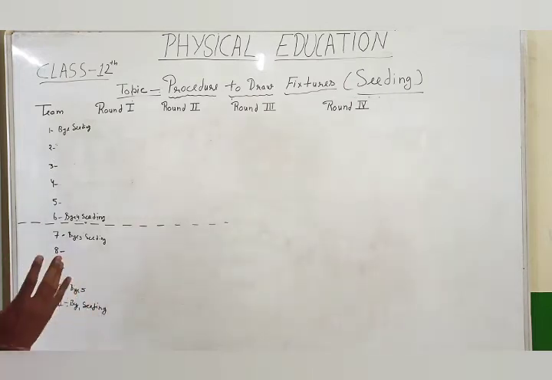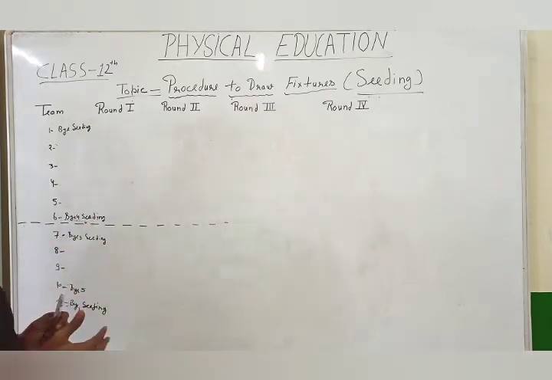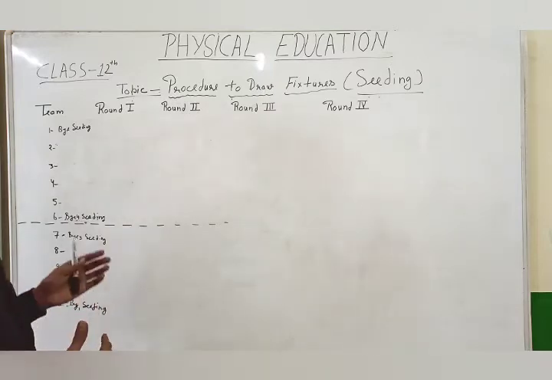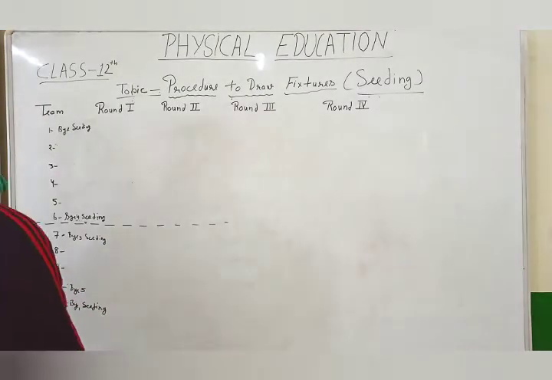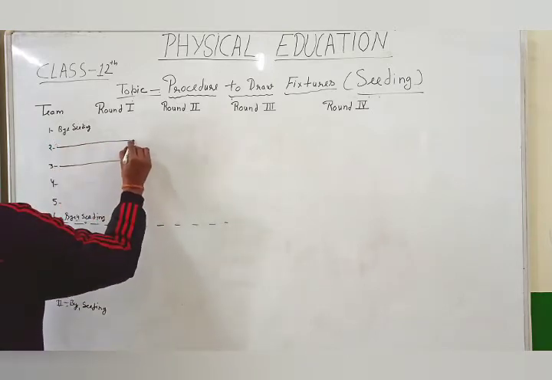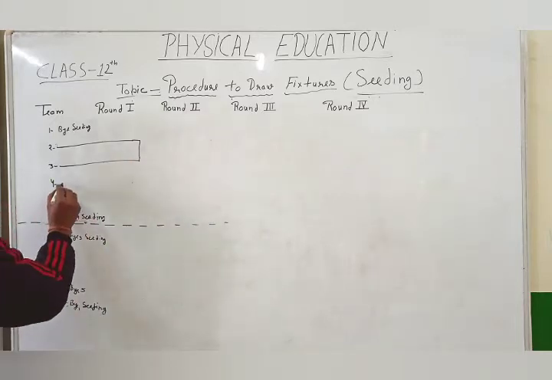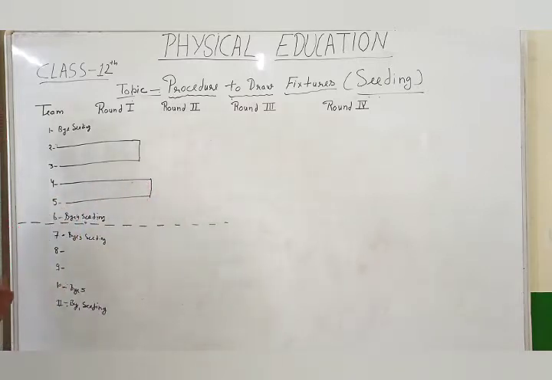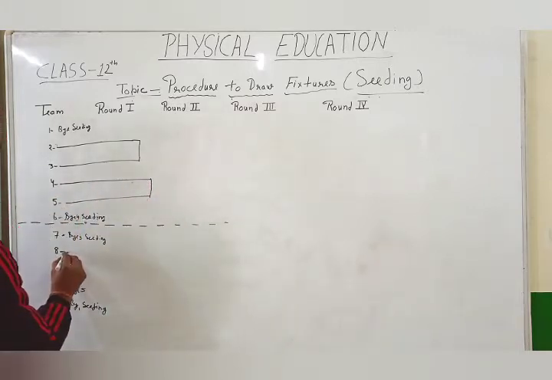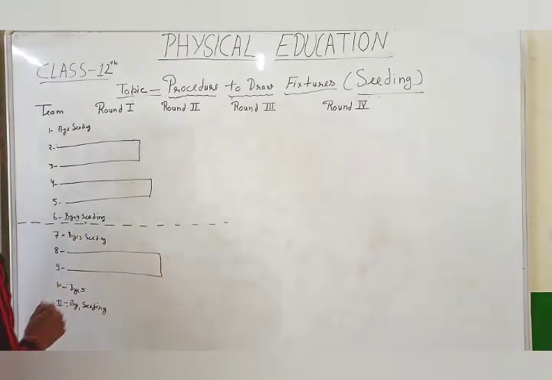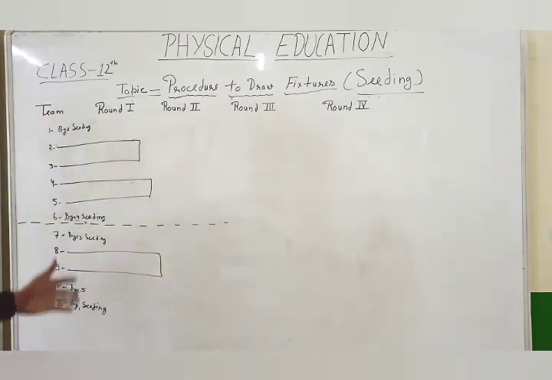Now in the first round, how many matches and which teams are playing? The first match is between 2 and 3, and the second match is between 4 and 5. In the lower half, the first round match is between 8 and 9. These winners go to the next round, the quarter-finals.